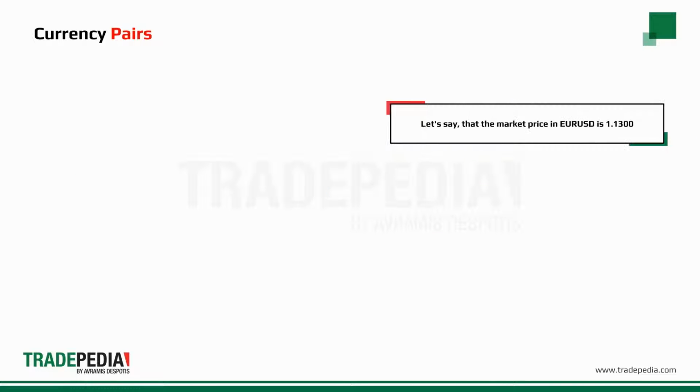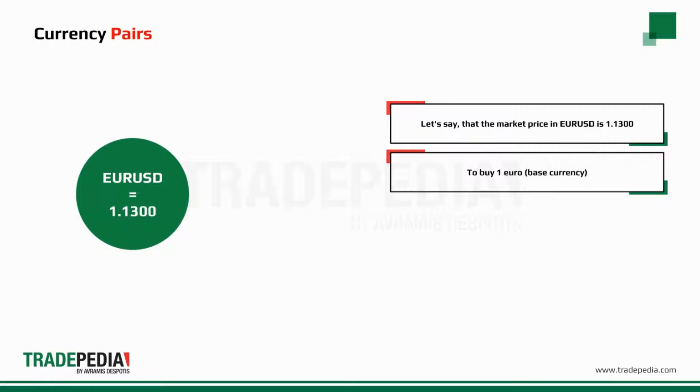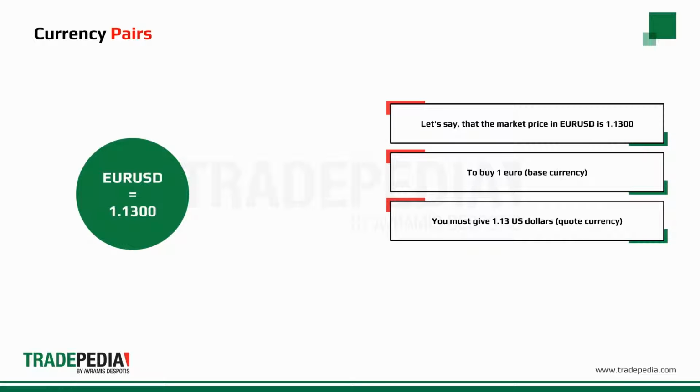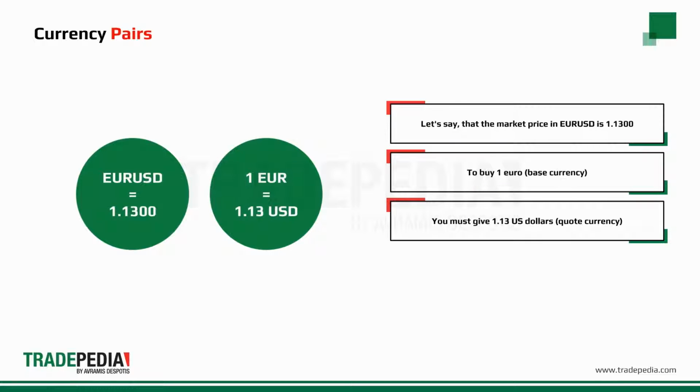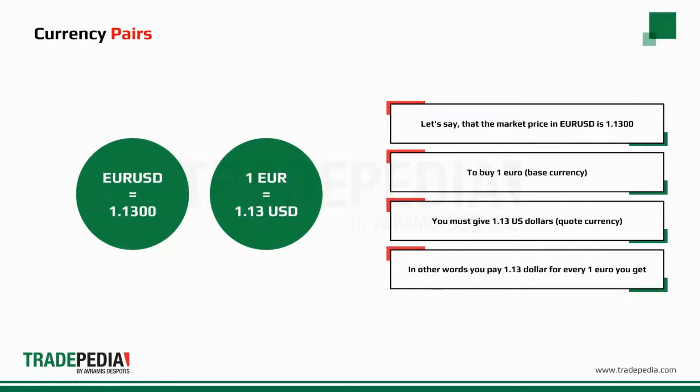Let's say that the market price in euro-US dollar is 1.13. To buy €1, which is the base currency, you must give 1.13 US dollars, which is the quote currency. In other words, you pay $1.13 for every €1 you get.